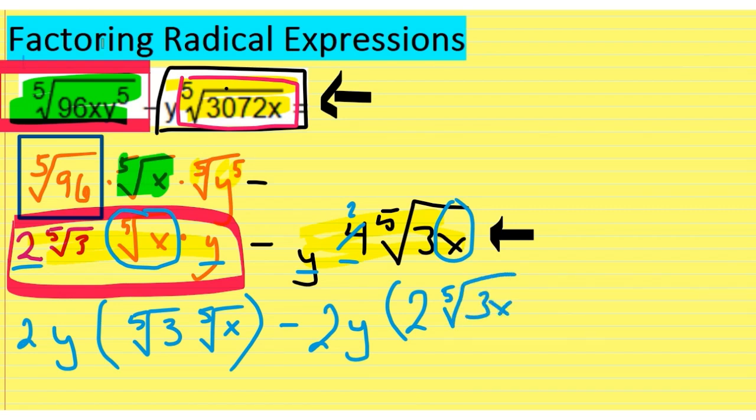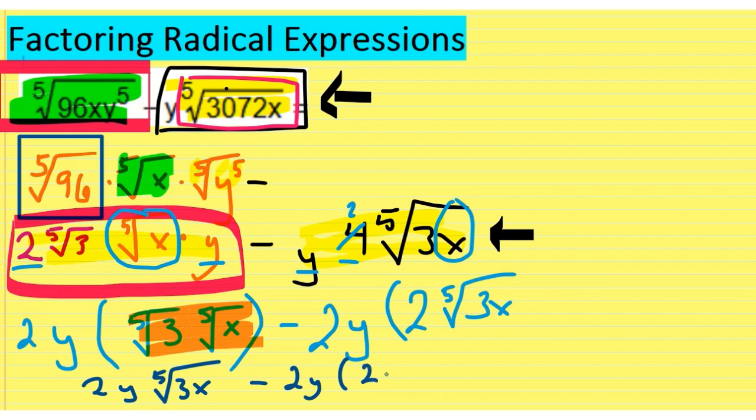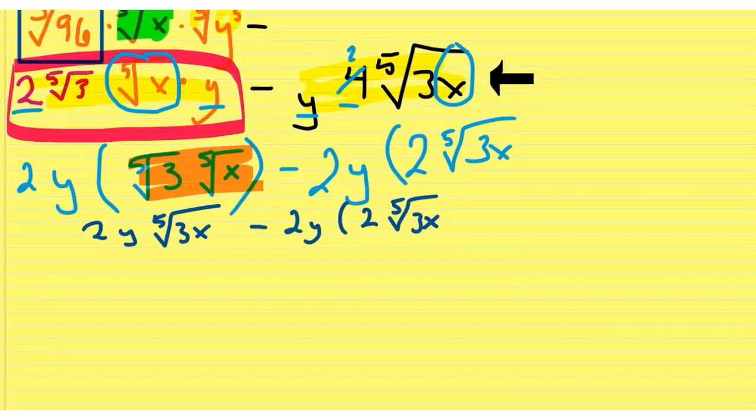And we've got to realize that these two things can be put back together. We are allowed to multiply under the radical. So that means that would turn into 2y, and I'm going to multiply 3 and x back under the radical. So fifth root of 3x minus 2y times 2 times the fifth root of 3x. Okay, and we're going to scroll down a little bit to finish this up.